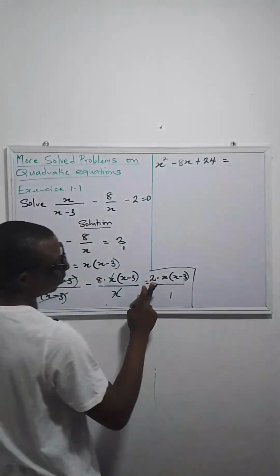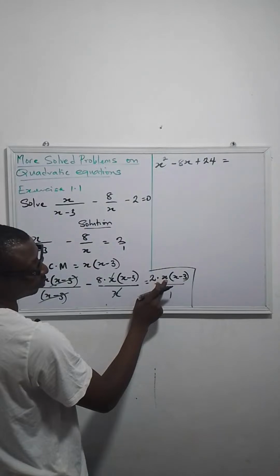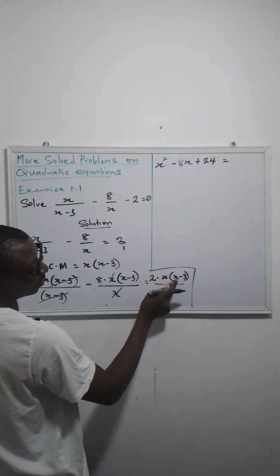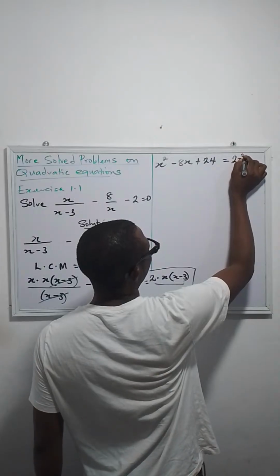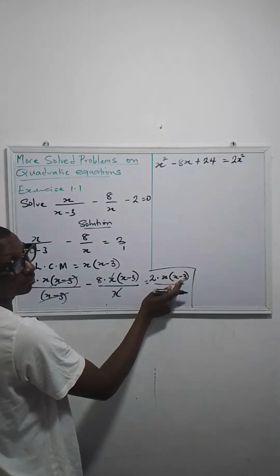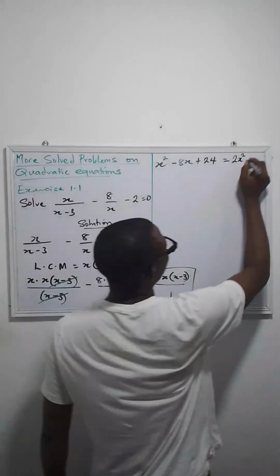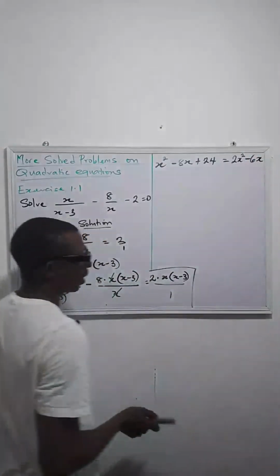The equality sign, we have, this is 2x because 2 times x is 2x. So 2x times x, that gives you 2x squared. Okay? Now this 2x now times negative 3. That gives you negative 6x.